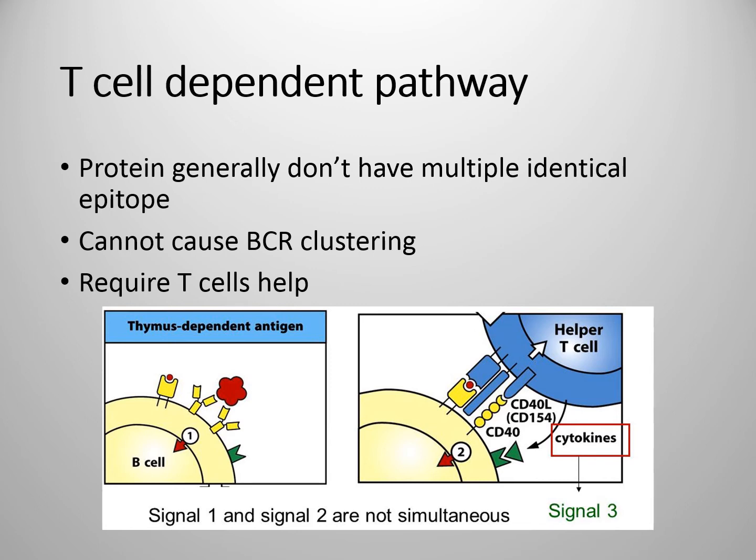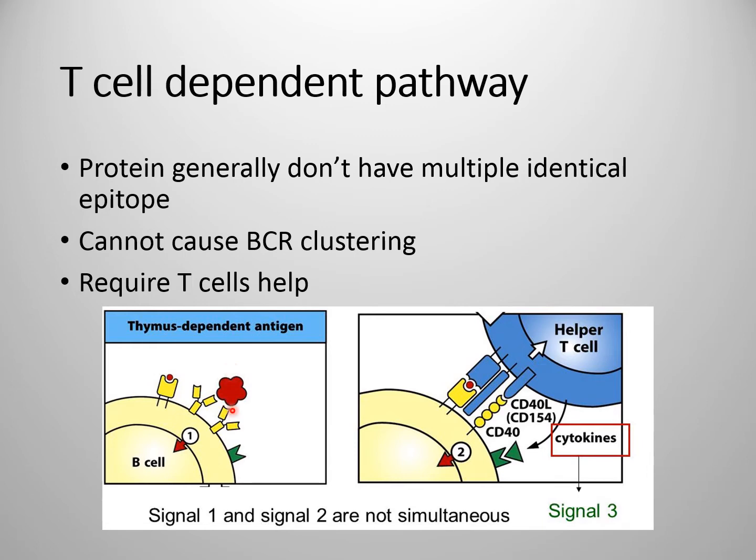The second pathway of B cell activation is called the T cell dependent pathway. As the name indicates, this activation requires the help of T cells, the T helper cells. This help is required because the antigens involved are generally protein in nature, which do not have multiple identical epitopes, as you can see here in the figure.